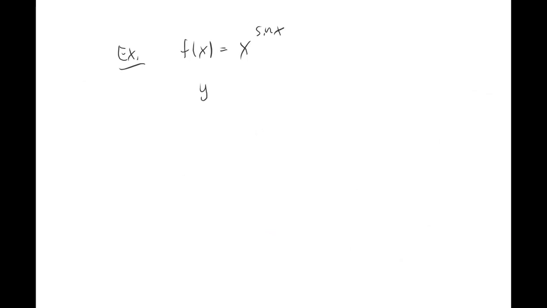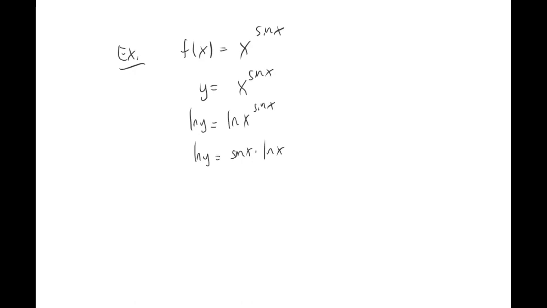So y equals x to the sine x. I see a variable on top. Maybe not a variable, but a function of x on top. So I take the natural log, and now I can bring the sine x down. And then this is just implicit differentiation.